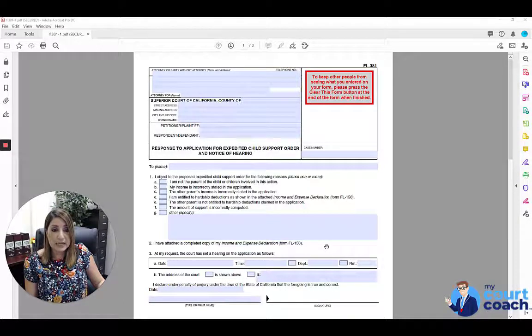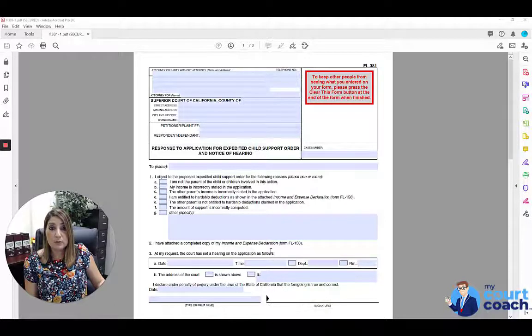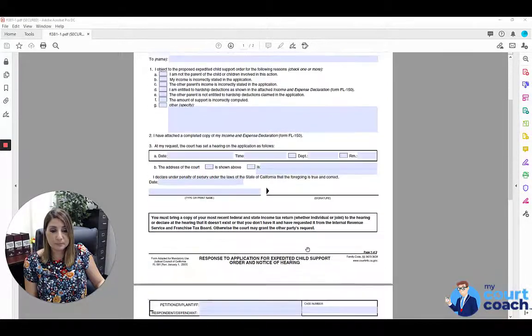And then you would sign and date this form, list the court's address in box 3B, and take this form with you to the courthouse with your FL-150, and the court clerk will fill in the date, time, and department for a hearing to determine how much child support, if any, should be paid.